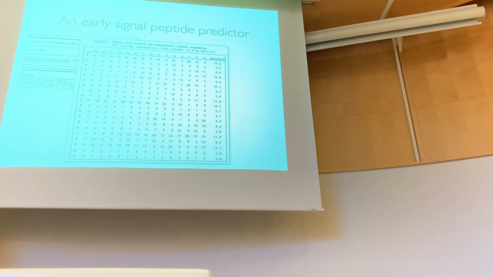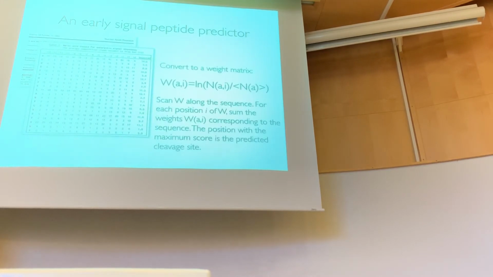So these counts can be turned into a weight matrix by just taking the log, essentially. You take the number of, say, alanines observed in position -1, and you divide it by the average number of alanines across the whole matrix, to give you an idea of whether it's enriched or not enriched in a particular position. So you take the quotient and you just take the log of that.